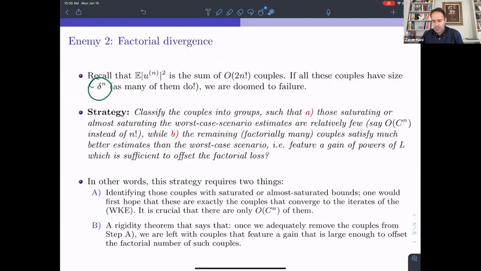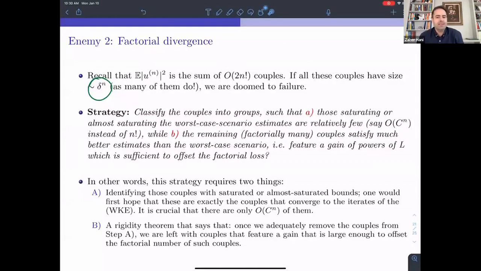Okay, we'll talk a little bit more about that. So in other words, since this is really the heart of the strategy, let me spend a little bit more time on this slide. This strategy requires us to do two things. First, as we said, identify the couples with saturated or almost saturated bounds.